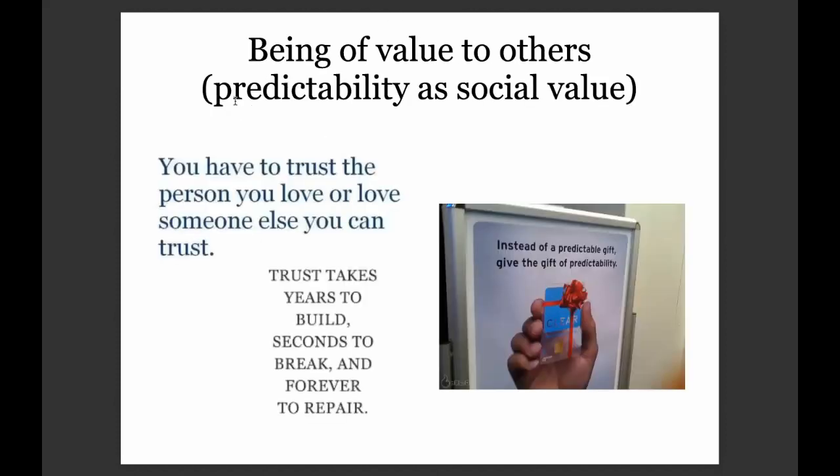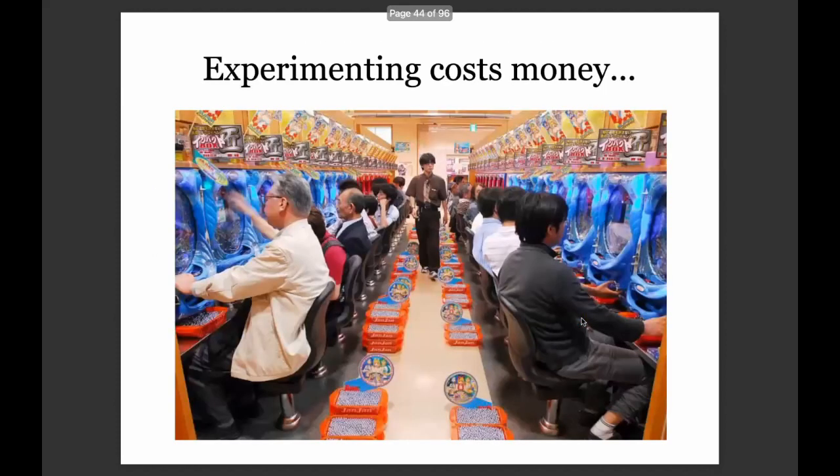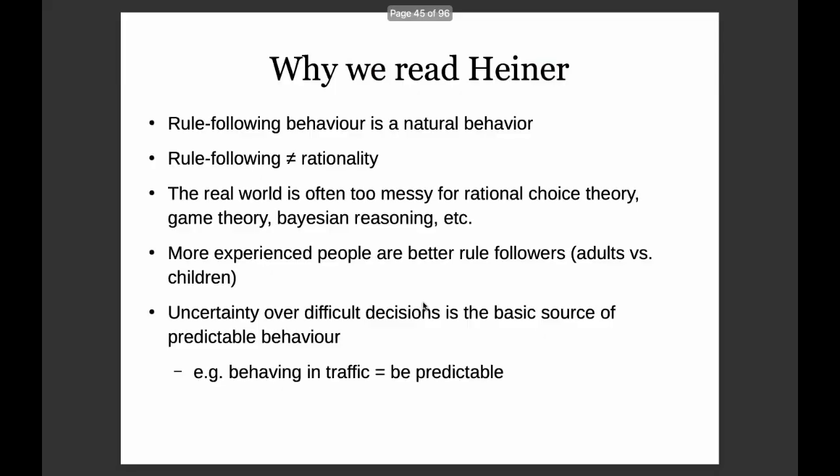But we have other examples of why being predictable is a social value, and makes us valuable to others. Trust for love, for friendships, for family. Predictability is also something that we associate with devices. It has a connection with reliability. On the other hand, we know that experimenting costs money, in the sense that it's gambling. You never know. So the more you're able to reduce the gambling of reality, the better it is for the agent. So why do we suggest reading Heiner this week?